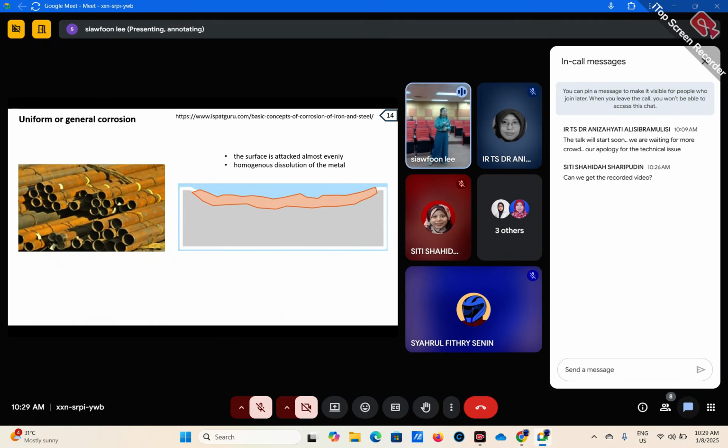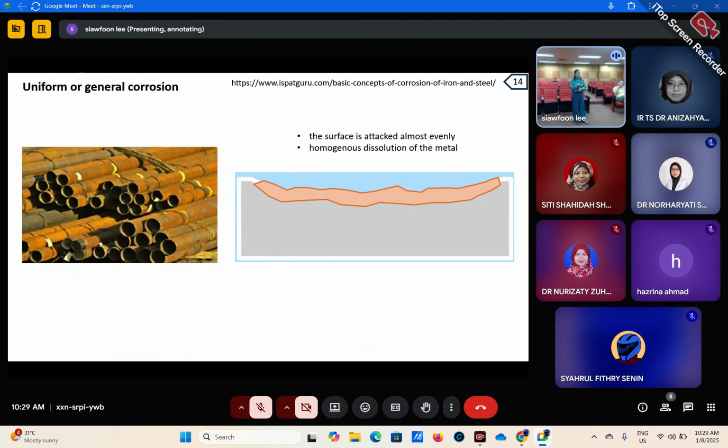And another one is very easy: uniform or general corrosion. So when you see that the steel has corrosion all over the surface like this, usually it's general corrosion. This general corrosion will attack the steel homogeneously, and they go deep inside.